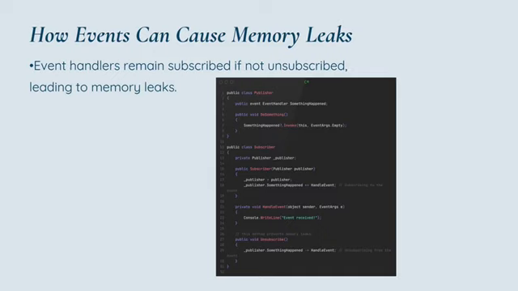And in this example, the subscriber class subscribes to the, for example, SomethingHappened event in the publisher class. However, if we don't unsubscribe, the publisher will keep a reference to the subscriber, preventing it from being garbage collected. Let's talk about the solution. We add an unsubscribe method which removes the event handler, and this ensures that when the subscriber is no longer needed, it can be properly cleaned up.